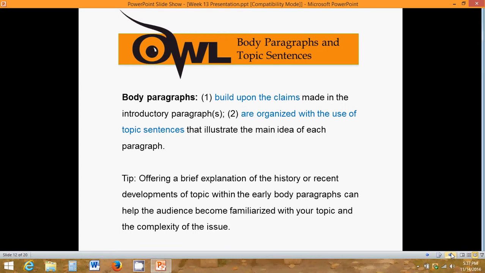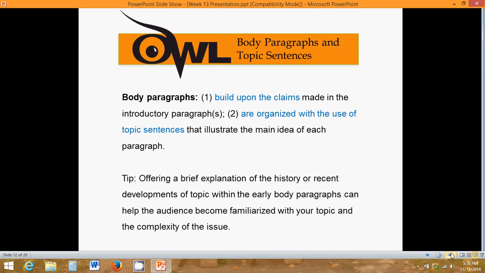So here's a tip: offering a brief explanation of the history or recent developments of the topic within the early body paragraphs can help the audience become familiarized with your topic and the complexity of the issue. Think about it, we have 8 pages to fill here. So I think that sharing solid background information about your topic will be beneficial for your paper. If you want to just share the history or the recent developments of the topic, or even the back and forth side of the arguments for this particular topic, that can help establish the background information that the reader needs to have.